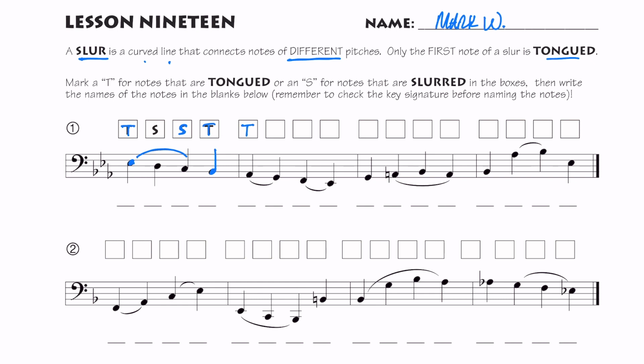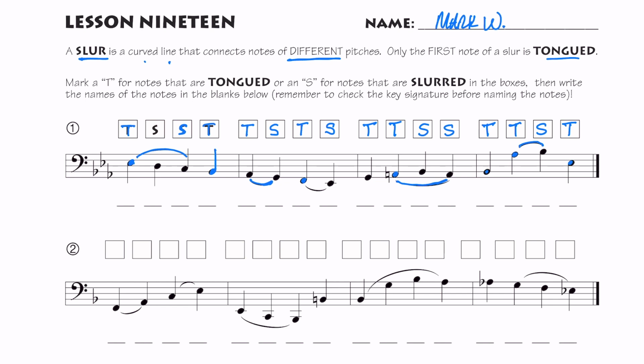So this is pretty simple. T, this is within the curved line. Okay, here is a T. I'm going to tongue this note, slur that note, tongue that note. Notice there was no curved line there, so I tongue the next note. Now I slur these two because they're either within or at the end of the curved line. This note's by itself, so tongue, and this note is tongue. Slurring that note, and then tongue that note. So that's pretty simple. Let's go ahead and do number 2 the same way.